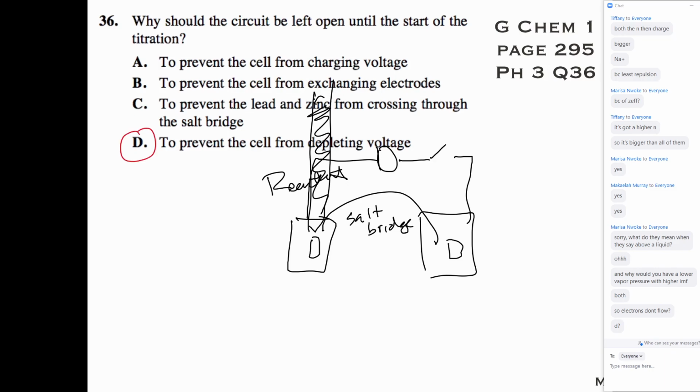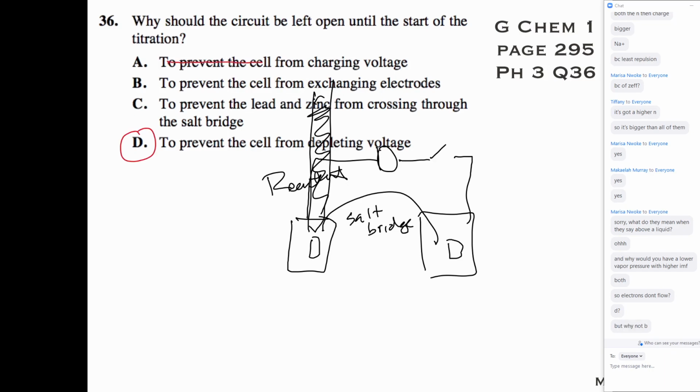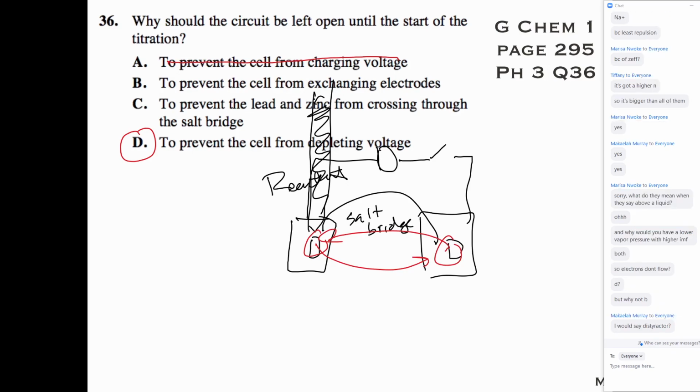D, perfect. So charging voltage, no, it's going to discharge. Prevent it from exchanging electrodes. What exactly does exchanging electrodes mean? I mean, somehow this moving there and this one moving there. They're not going to physically move. Yep, that's kind of a distractor.